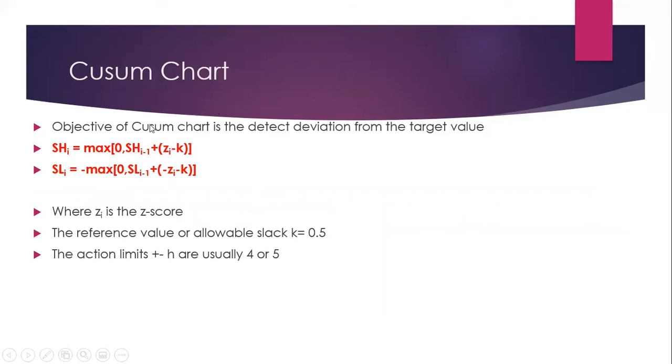Cumulative sum chart or Q-sum chart. The objective of the Q-sum chart is to detect deviation from the target value. This is the formula of Q-sum high and Q-sum low, where Zi is the Z score and the reference value or allowable slack, that is K, is usually half, and the action limits, that is plus minus H, are usually plus minus 4 or plus minus 5.